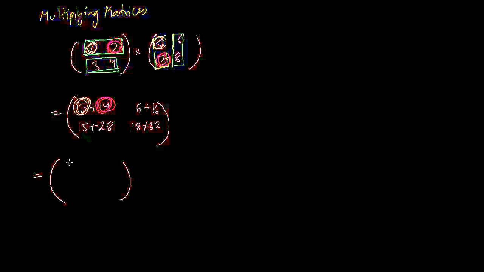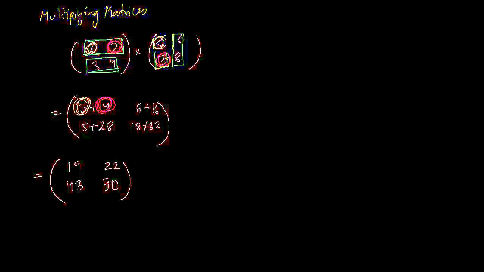So 5 plus 14 is 19, 6 plus 16 is 22, 15 plus 28 is 43, and 18 plus 32 is 50. So that's the addition. So that's the addition, and we add it, and that is the multiplication of two matrices.